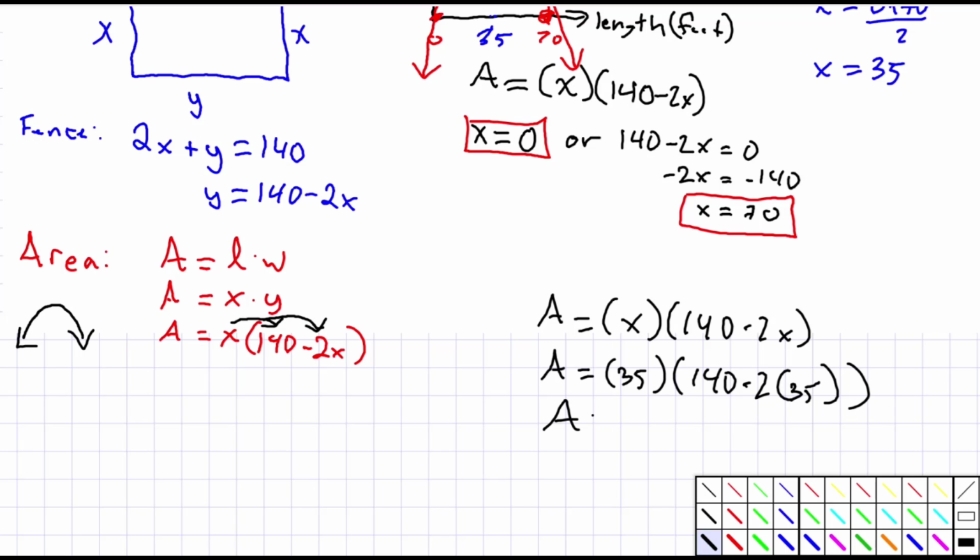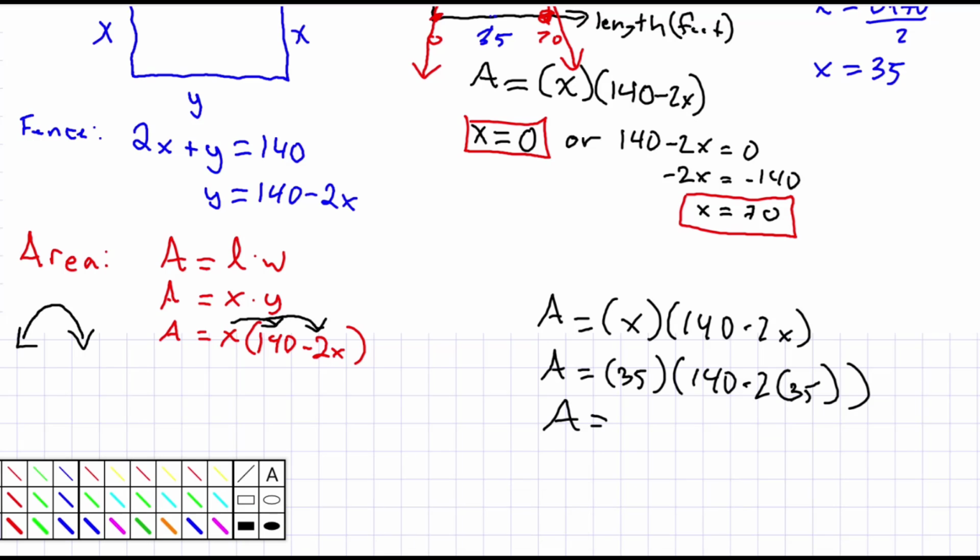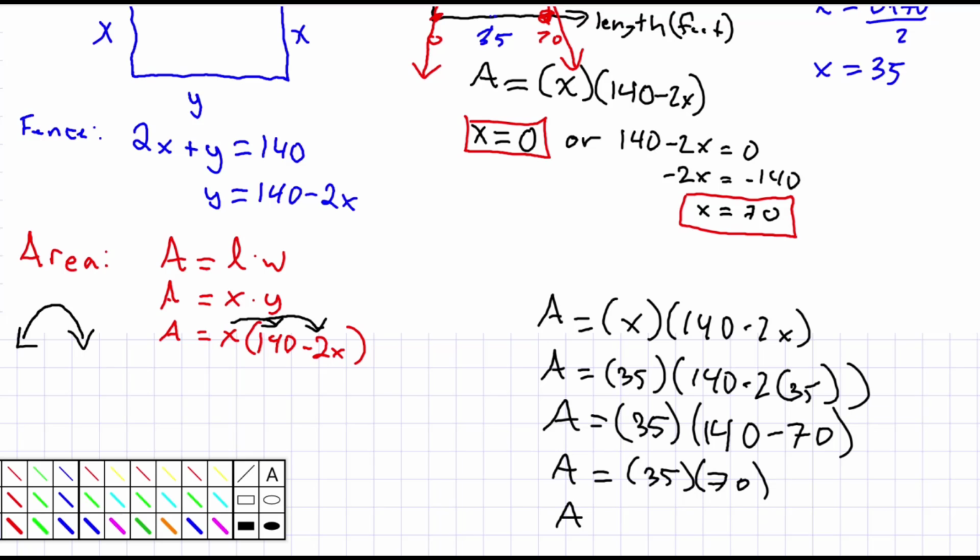And let's finish that out. Let's just do a little bit of simplification. So we got 35, and 140 subtract 70 is going to be 70. So we're going to get 35 times 70. And I need a little calculator for this. What is 35 times 70? 2,450.